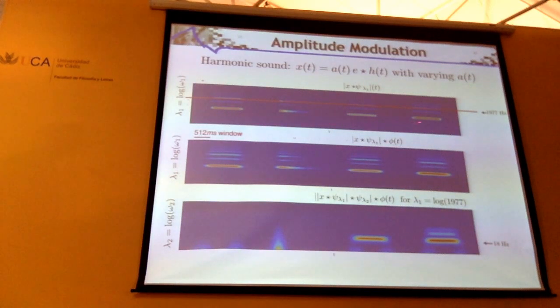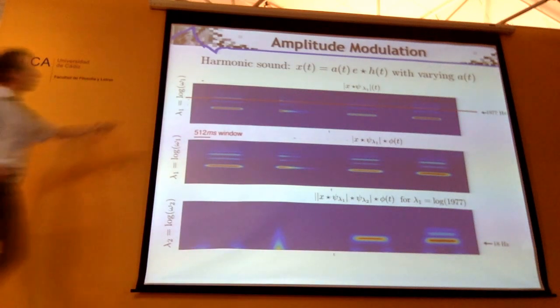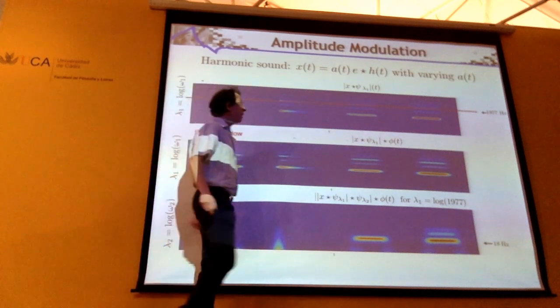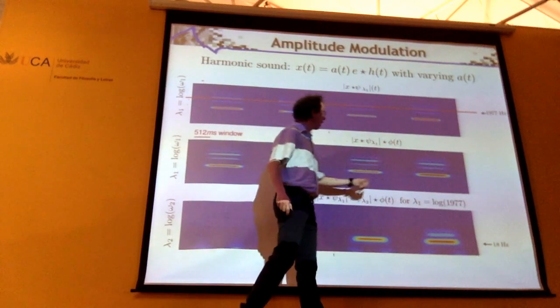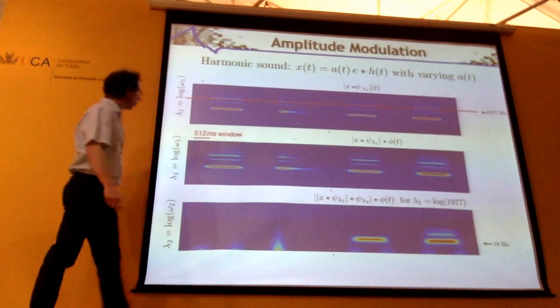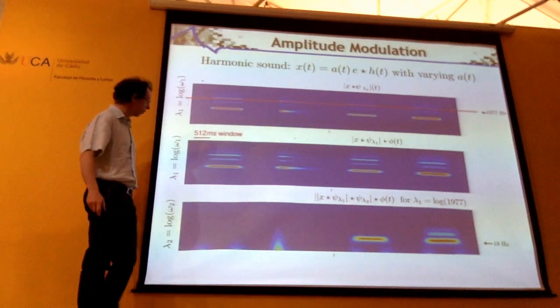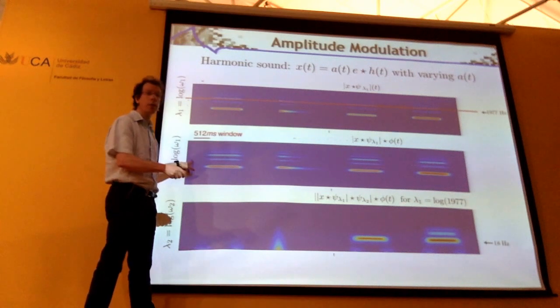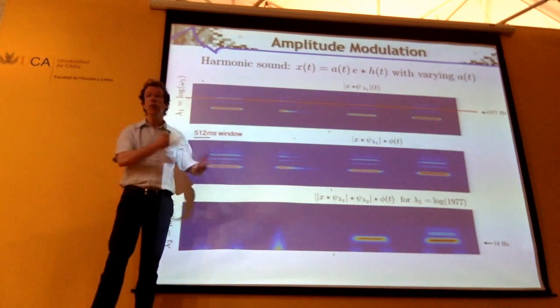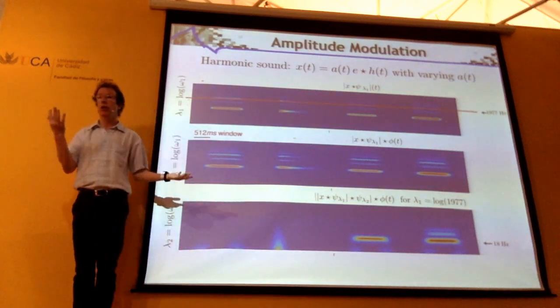Tremolo, vibrato, okay? That would be the wavelet coefficients. You see the harmonics and the different sounds. If you average out, because you want something translation invariant, and I average out here over 500 milliseconds, you see how after averaging, they all look the same. So basically, you've lost all the information which differentiates these structures.